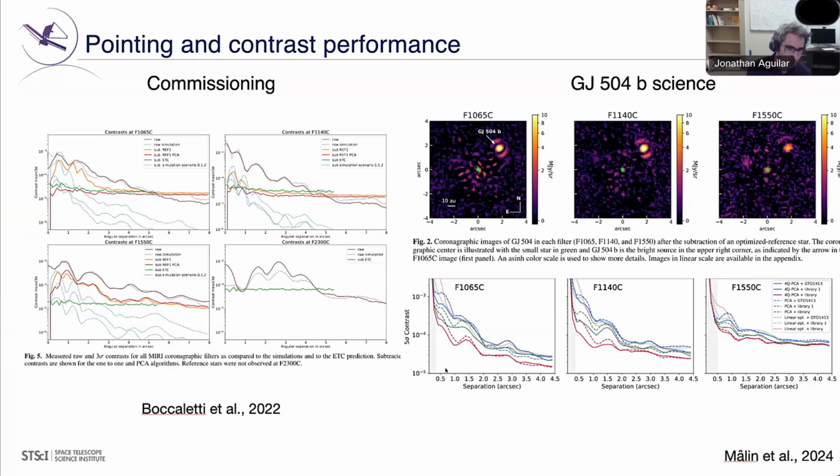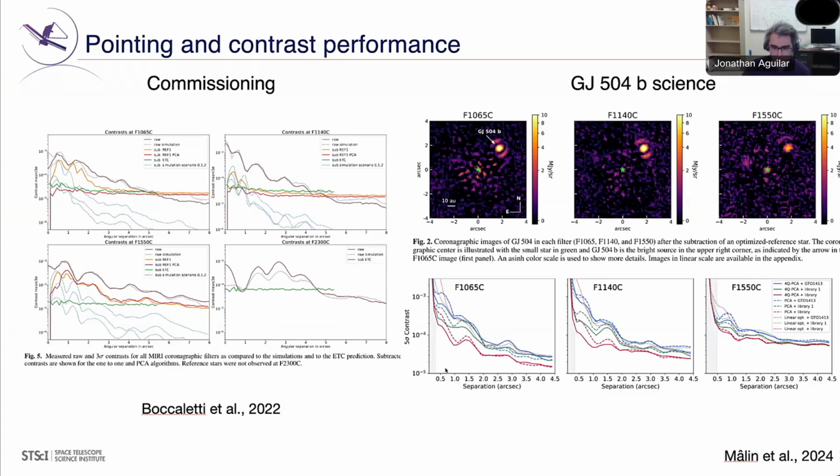And so we're getting about 10 to the minus 4 contrast, with 10 to the minus 5 as the limit, more or less, at 10 and 11 microns. At 15 microns, it's a little higher because that's when the thermal background starts to dominate, and so you're really more background limited at that point. You can beat that down with exposure time if you want.